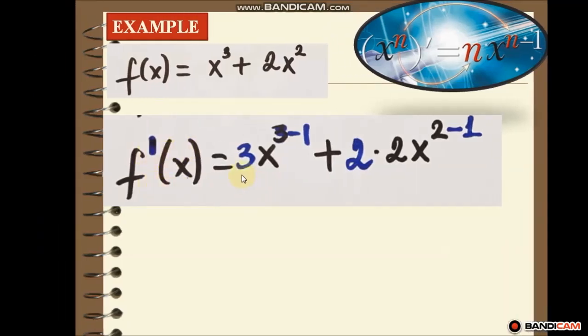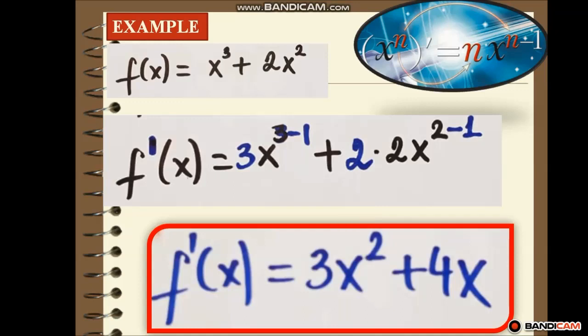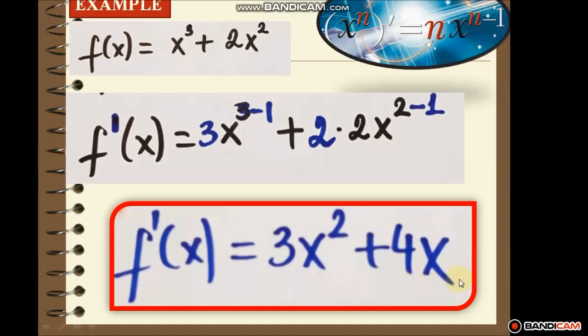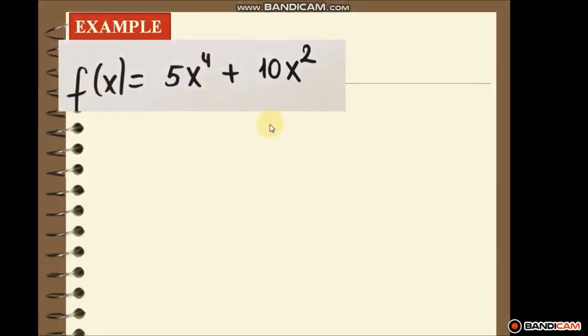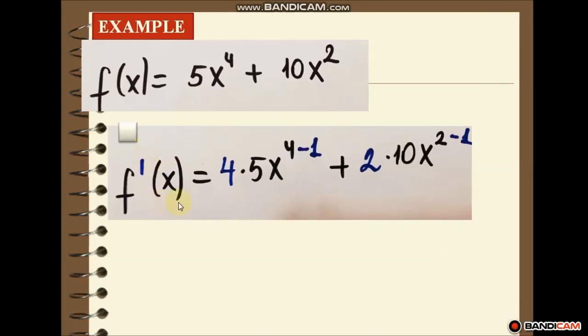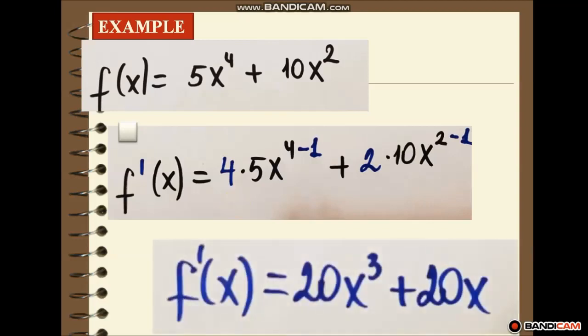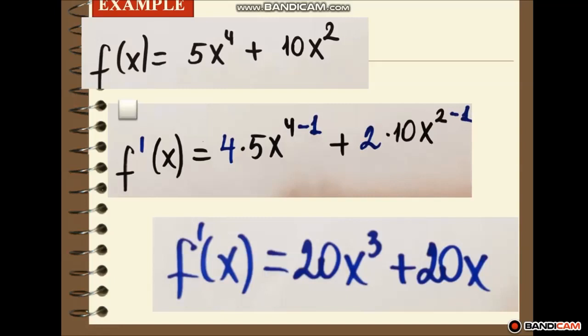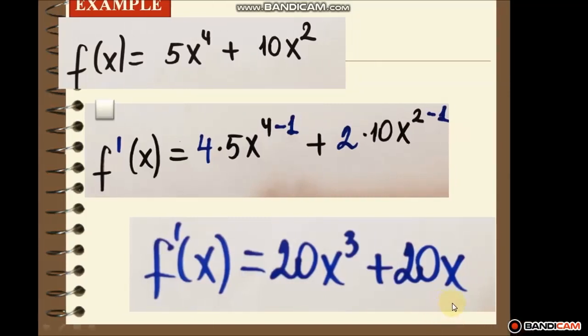The first derivative is equal to, we take our power as the coefficient, and from the power subtract 1. And as a result, our first derivative will be 3x^2 + 4x. Next example, f(x) = 5x^4 + 10x^2. The first derivative, using the previous formula, will be 20x^3 + 20x.